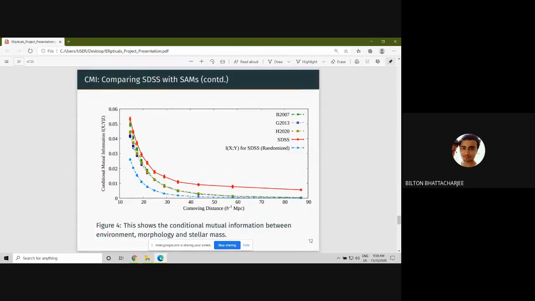From this plot, it is clear that CMI is greater than MI. So this profile you're seeing, this is the IXY for the SDSS randomized. So this is the MI for the randomized data. We see that the CMI is greater than the randomized data. So this plot clearly explains that the stellar mass of the galaxies cannot explain the origin of the large-scale correlation between morphology and environment. This is the take-home message. Now we find that there's a discrepancy between SDSS and semi-analytical models, similar to the previous ones, mostly on the large length scales.